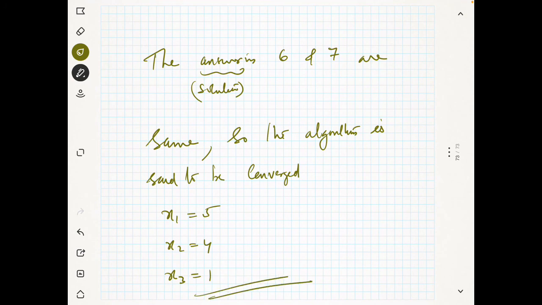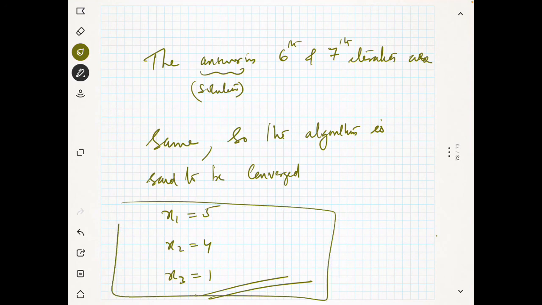So you are getting this answer in the 6th and 7th iterations. Okay, the answer in the 6th and 7th iterations are same. So the algorithm is said to be converged. So this is your answer. Okay. So we may see sometimes one more problem in the next lecture. Okay. I hope you understood the Jacobi iteration method.